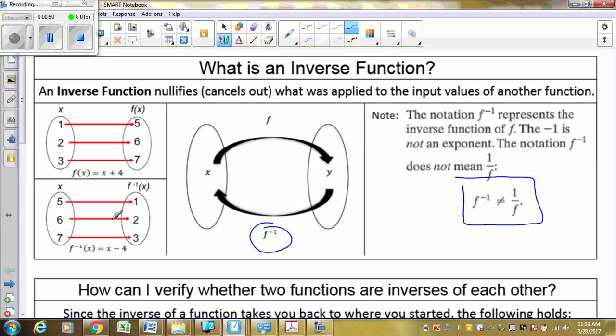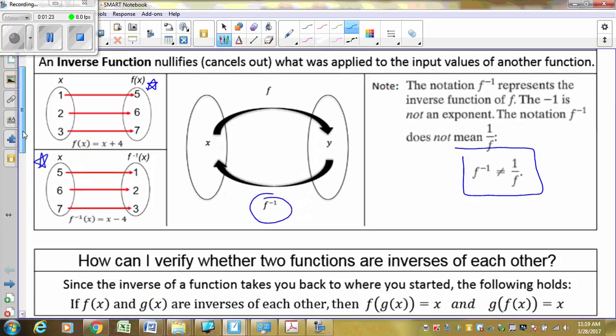And so here we go. Our inverse function right here is going to be x minus 4. Basically what's going on is you're taking the output values from the original function, and they become the input values for the inverse function. And then you can see that you go back to the original values where we started with our original function right here. You can see it within the equation: the function was x plus 4, the inverse is minus 4, so those are just opposite operations.